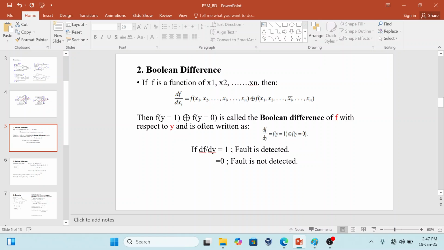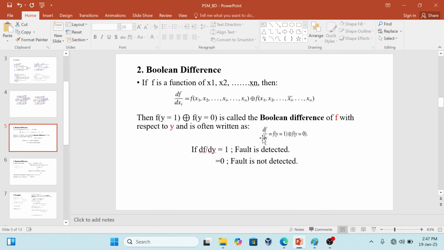If for a function f consisting of x1, x2 up to xn as the variables, you find out by substituting the value of a variable y as 1 and 0, that is y equal to 1 and y equal to 0, in df by dxi, that is called the Boolean difference of f with respect to y. This Boolean difference method, we have already seen, is used to find the transition density in low power applications.